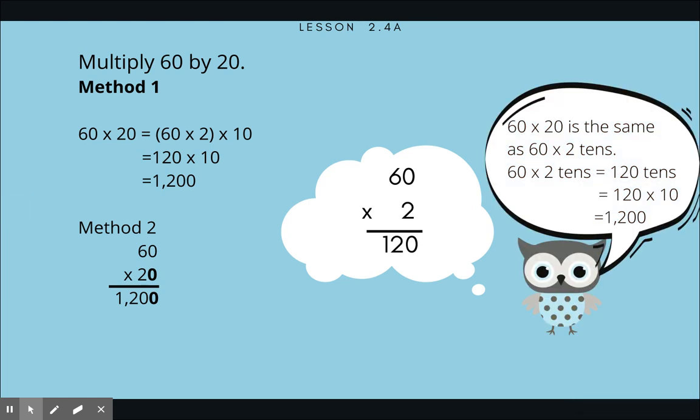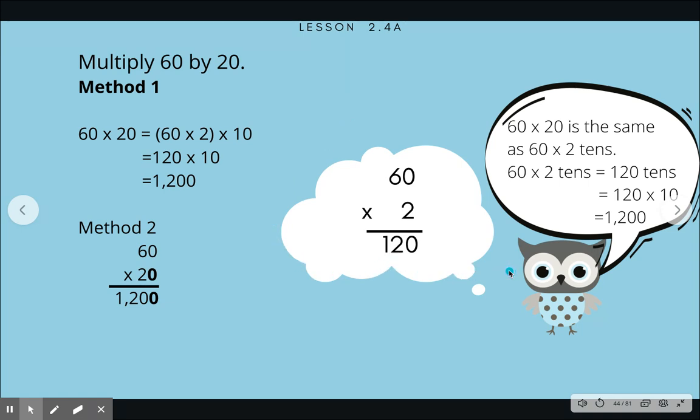Now let's practice with this one. Multiplying 60 by 20. You can think in your head, 60 times 20 is the same as 60 times 2 tens. We know that 60 times 2 is 120, so 60 times 2 tens is 120 tens. 120 times 10 is 1,200. So the little owl is thinking in his head, 60 times 2 is 120. I know I have 120 tens, so that is 1,200.